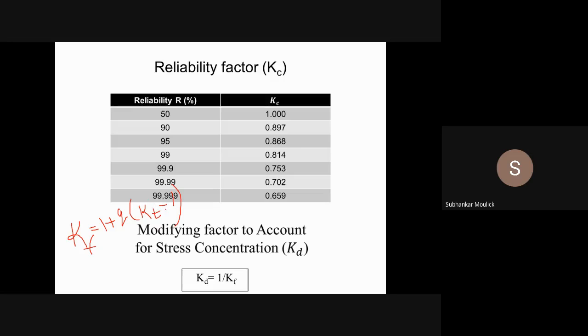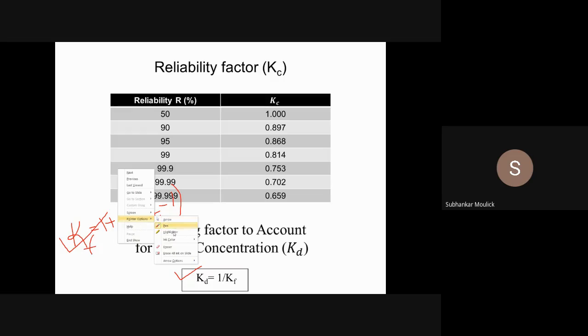This also you know how to find from the design data book. What is Q? Q is the notch sensitivity factor. It will be given to you in the problem. Then you use this expression and get the value of Kf. Once Kf is known, take the reciprocal and you will get the value of Kd.